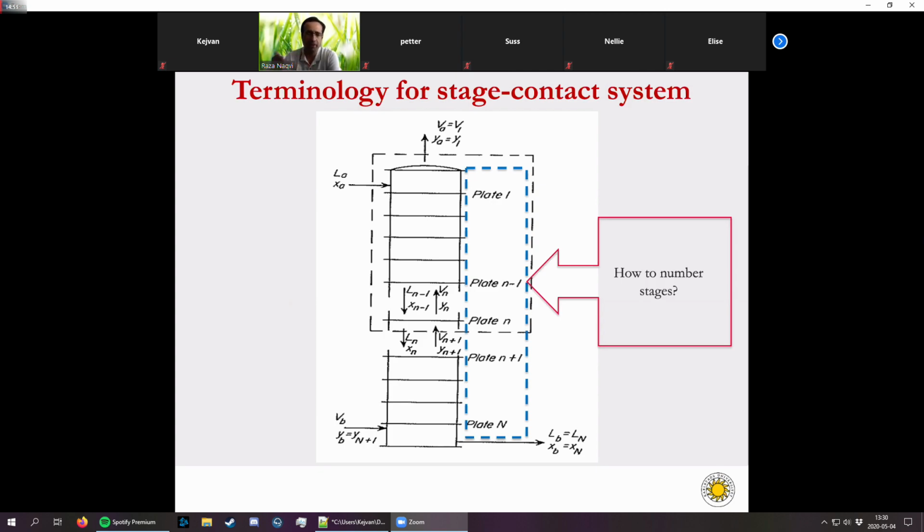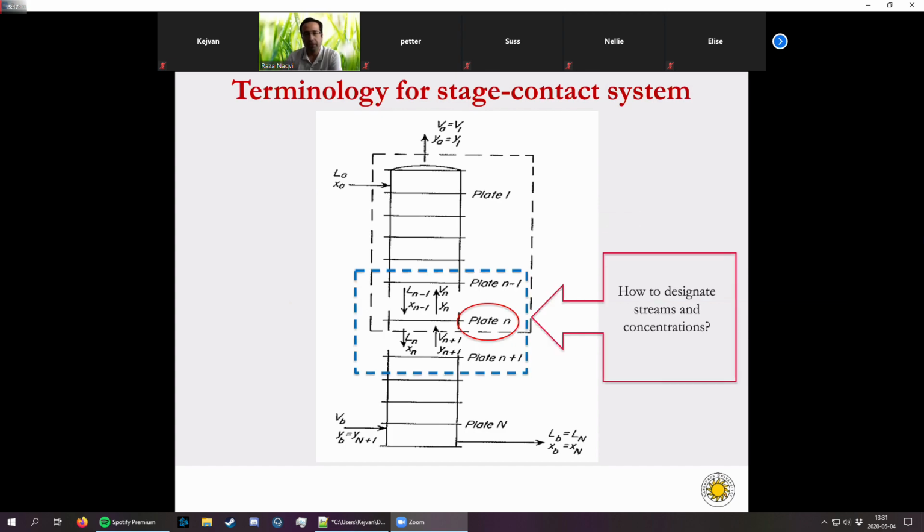It is the same case in distillation, where the liquid is moving from top to bottom. So we put plate number one at the top, and we keep numbering plate 1, plate 2, plate 3, and so on, right? So this is how we number stages. We normally number the stages in terms of the location or the flow of the liquid within the equilibrium stage system. The second question is how we can designate the streams and their concentrations.